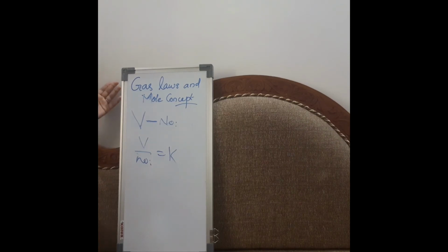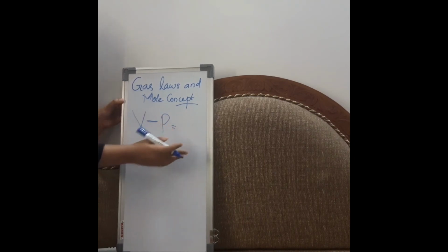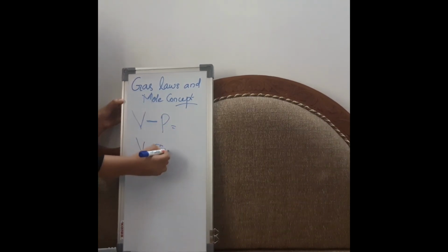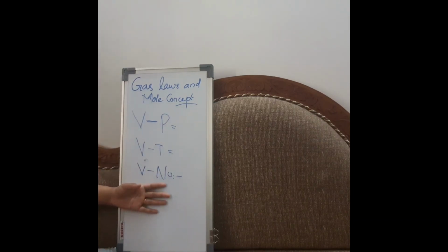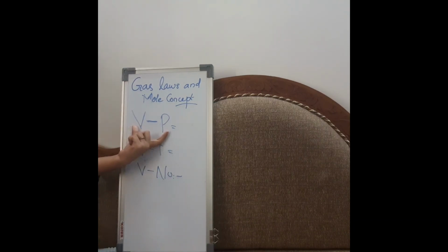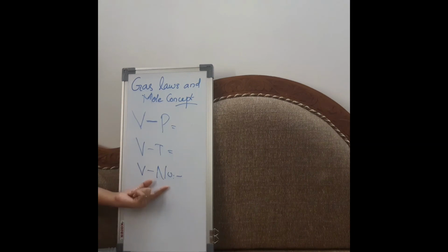So 3 points we have to learn. One is between volume and pressure, that is Boyle's law. Next, volume and temperature, that is Charles' law. And volume and number of molecules, that is Avogadro's law. For volume and pressure, the temperature is constant; you should not forget that point. Volume and pressure will be inversely proportional. At constant pressure, volume and temperature will be directly proportional. At constant temperature and pressure, volume and number of molecules will be directly proportional.